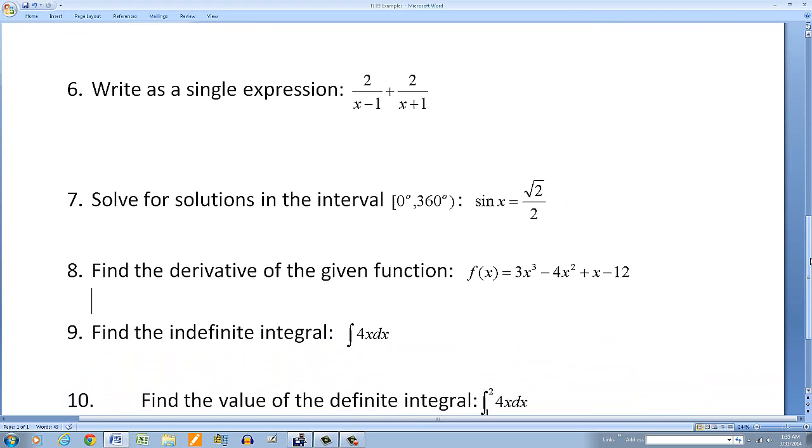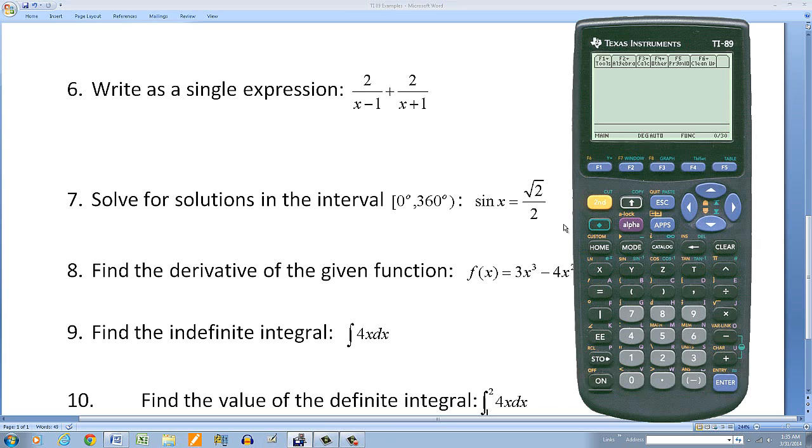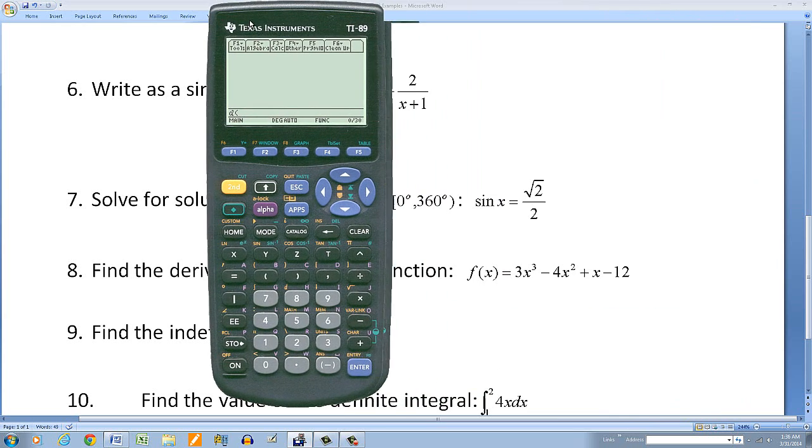The last three are from calculus. Okay, so this one says find the derivative of the given function. There's my function right there, using the calculator. Okay, so I'm going to go second, math, and then I'm going to scroll down. Algebra, trigonometry, okay, there's calculus, so go to the right, and I want derivative, differentiate. So that's simple 1. Okay, so I simply enter that function.